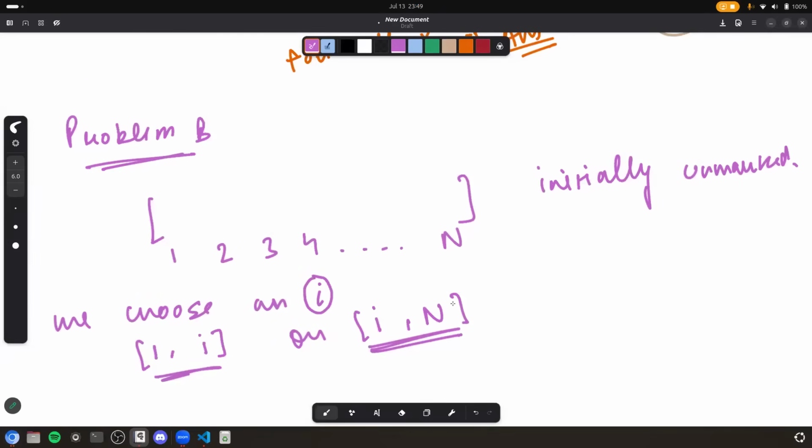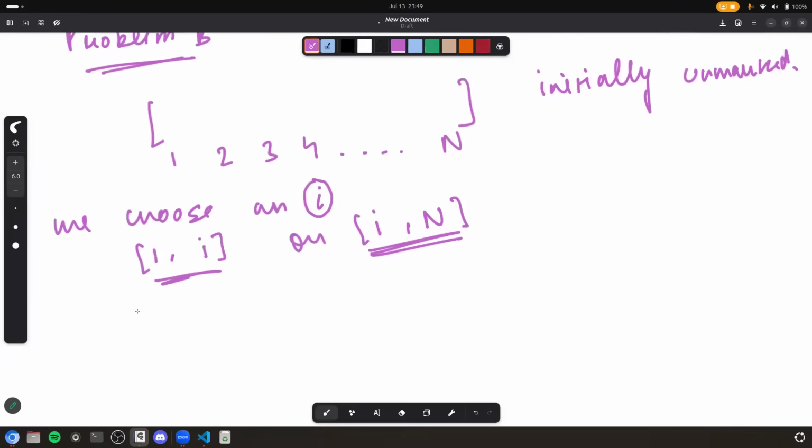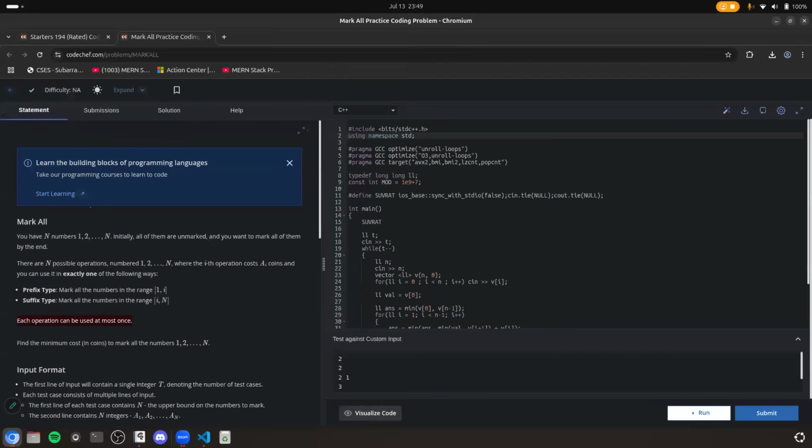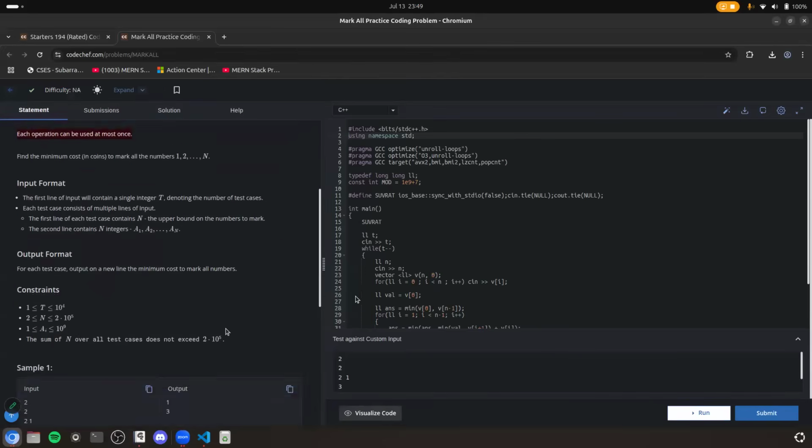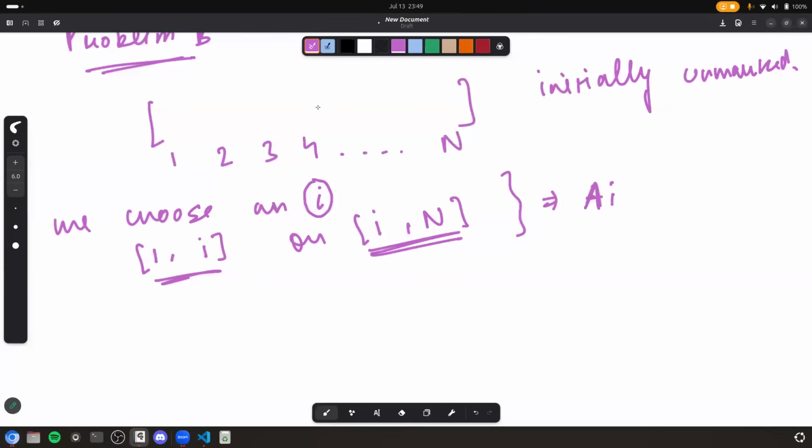So we choose an I like this, and we need to mark all the nodes and minimize the cost. Basically, each operation I has cost AI, and we need to use these operations to mark all the nodes in such a way that the cost is minimized. Let's see the test cases. Test case 1 is 2, 1.